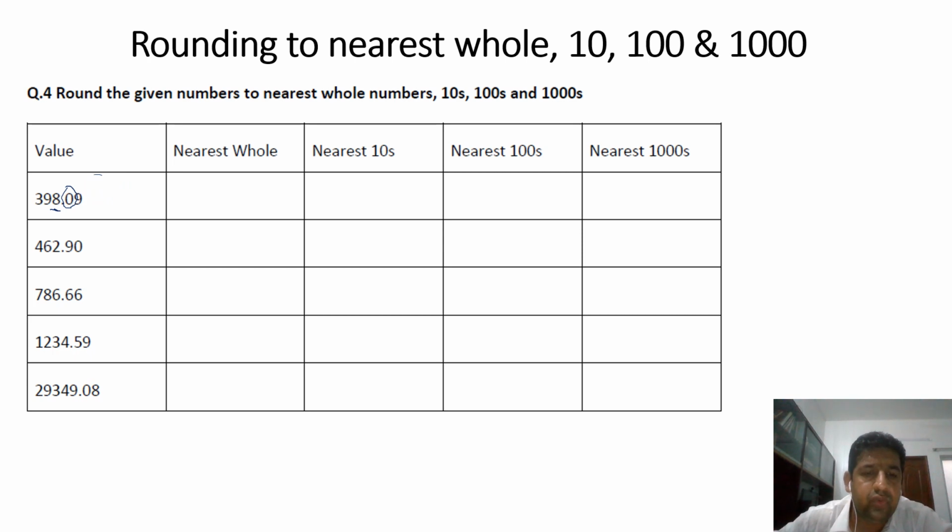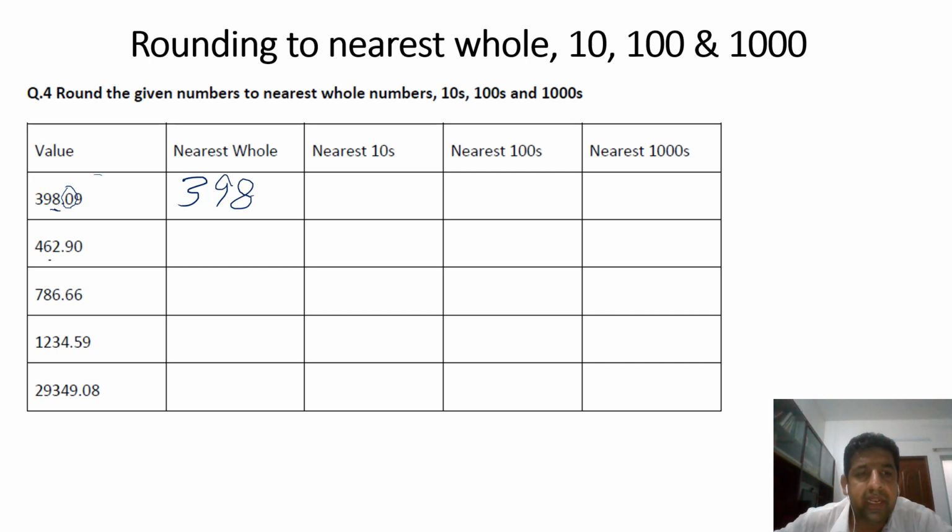So what we can do, we can simply write down the number 398 as a whole number, nearest whole number. Remember, when we are rounding the numbers to the nearest whole numbers, we need to remove the decimal place. Same is the case if we want to find out the nearest whole number of 462.9.